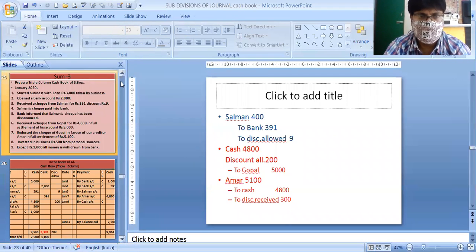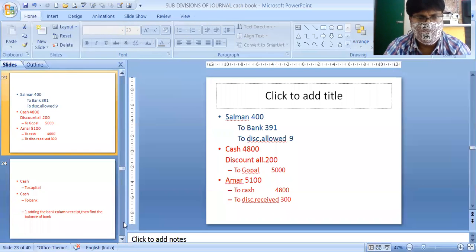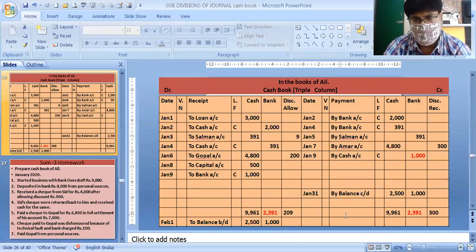So that much is the solution for this, and I hope you all have understood. This is the balance. This is the way you write the closing balance January 31st, opening balance February 1st, voucher number and all these things are there.